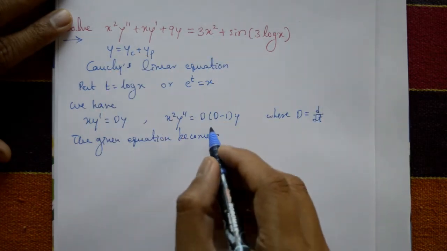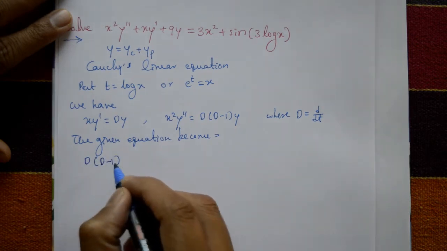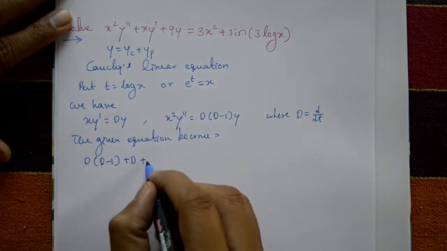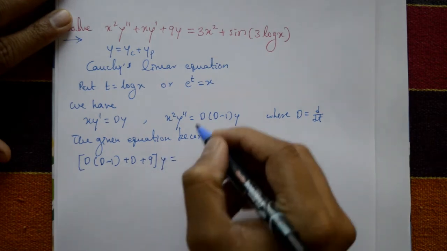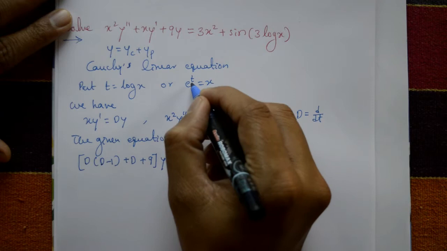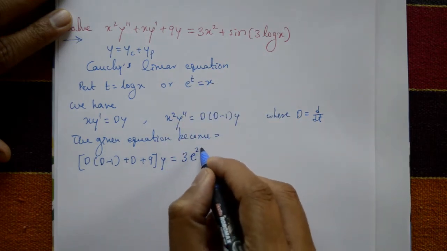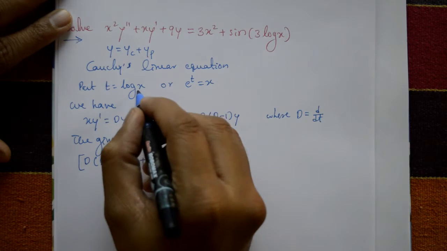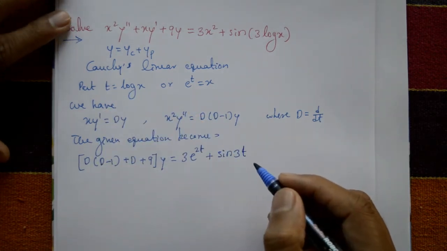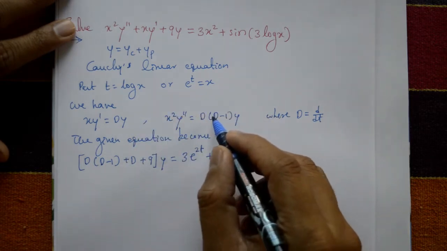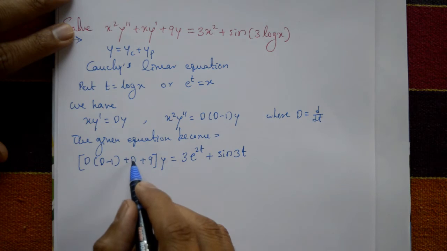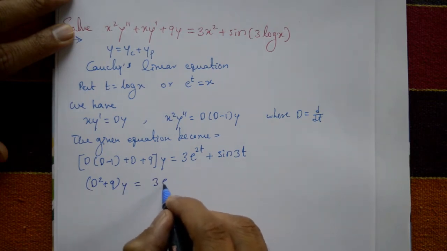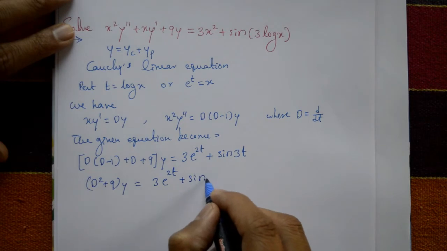first x squared y double dash is D into (D minus 1) y, plus x y dash is D, plus 9 into y, taking y common. On the right side, 3x squared, where x is e raised to t so x squared is e raised to 2t, gives 3 into e raised to 2t, plus sine 3 log x, and log x is t, so sine 3t. Now open the bracket: minus D plus D cancel, leaving D squared plus 9 into y equal to 3 into e raised to 2t plus sine 3t.